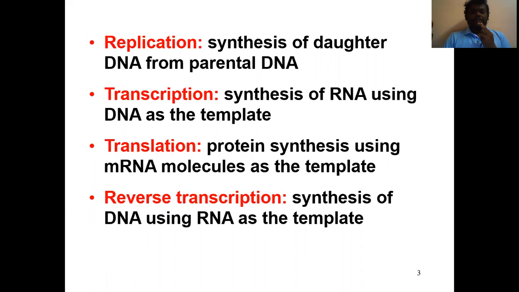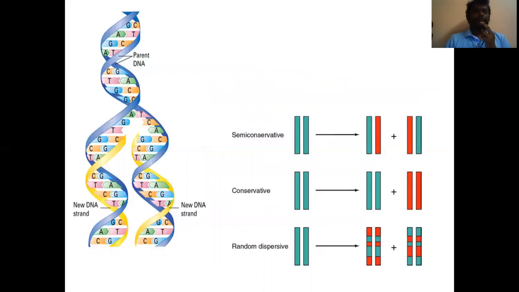Generally, reverse transcription is a very rarely occurring process, especially in viruses like HIV. You can see the HIV virus can produce DNA by using RNA as a template. Here, the single stranded RNA can be used as the template for synthesizing the double stranded DNA.